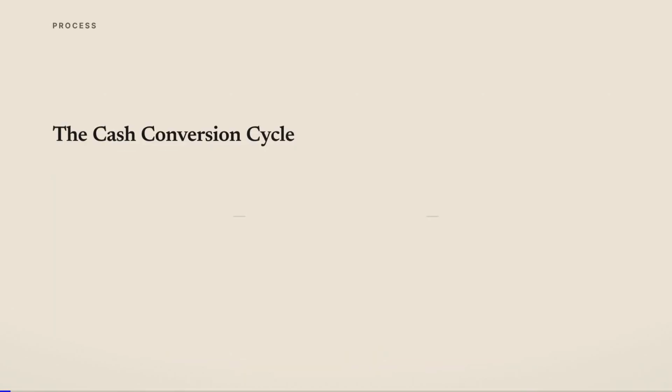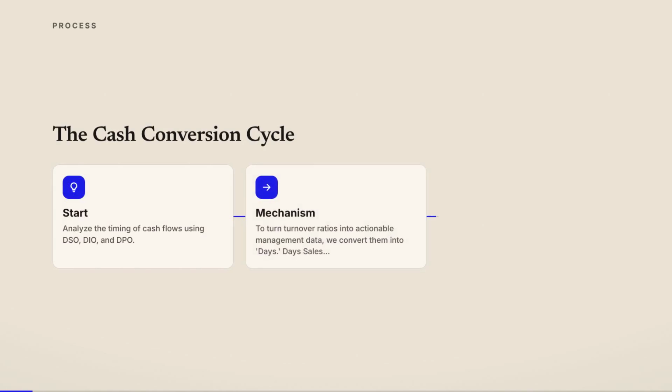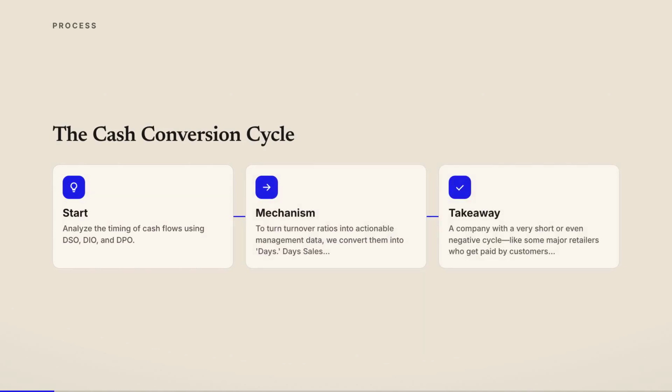To turn turnover ratios into actionable management data, we convert them into days. Days Sales Outstanding, or DSO, is 365 divided by the receivable turnover. It's the average time it takes to get paid. Days Inventory Outstanding, or DIO, is the time stock sits in the warehouse. Adding these together gives us the operating cycle.